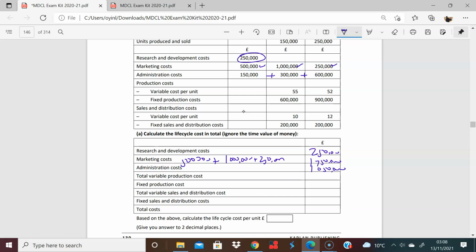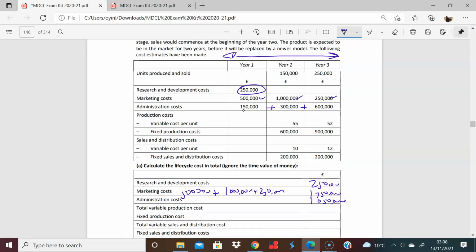Then you have your total variable costs. You produced 150,000 units in your first year of production. So you have 150 times 55 plus 250 times 52. Yes, I mean times 52, right? Because you have 52 pounds a unit, and you have 250 units here. So let's do that very quickly.